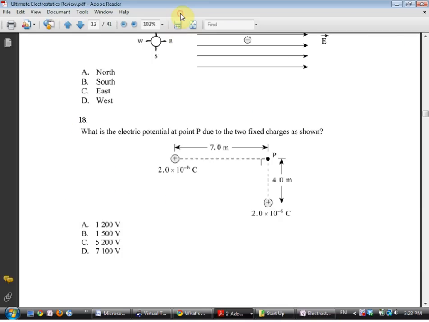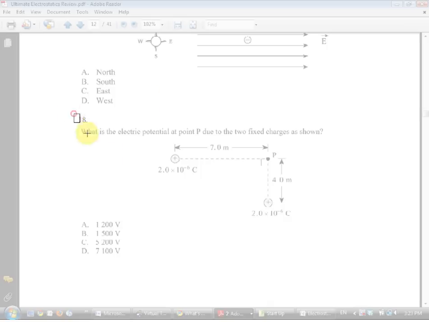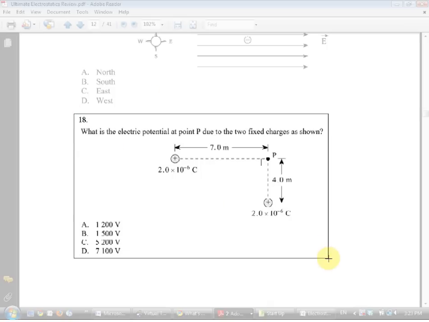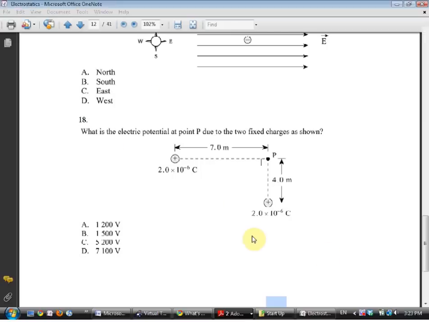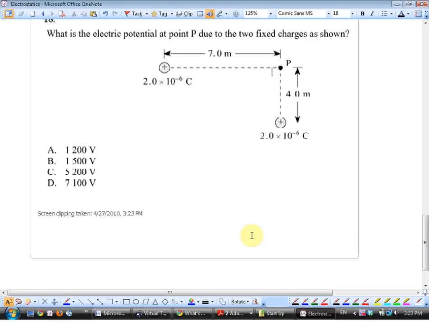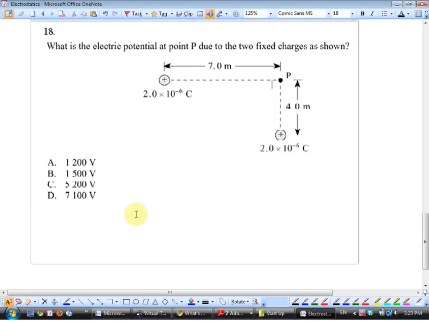Scalar or vector? That's actually way easier. You see, if this was a vector, if they were wanting, for example, electric field, which is fair game as a multiple choice question, I'd have to add them tip to tail and do some trig Pythagoras. Okay? By the way, for electric field or for forces, we'll always keep them nice 90-degree angles. But they only want the electric potential. This question here, because voltage is a scalar, it's exactly the same as the one we just did with Pat.